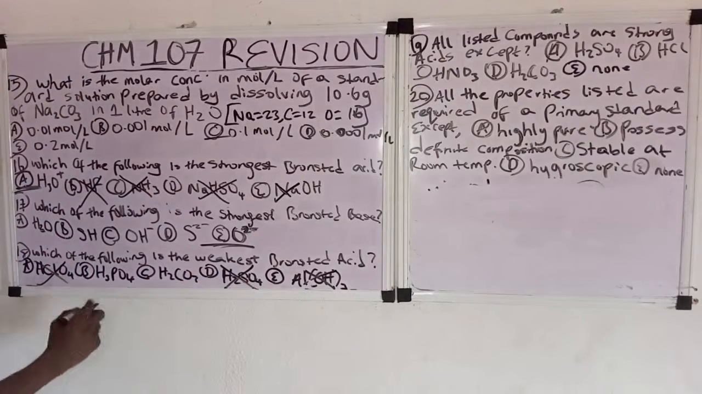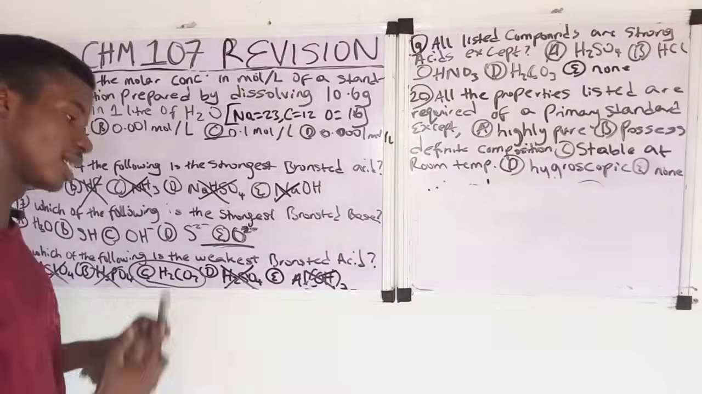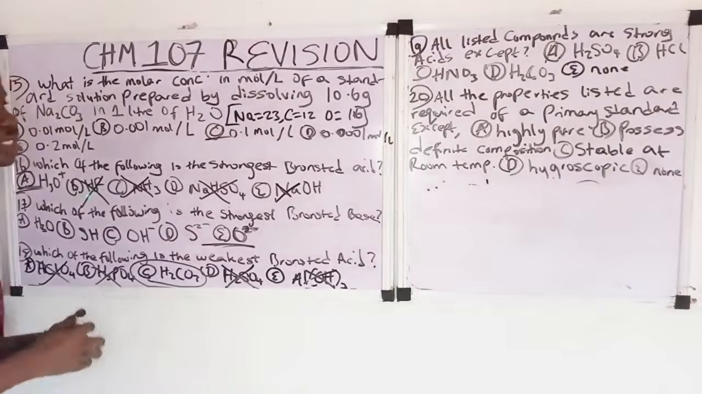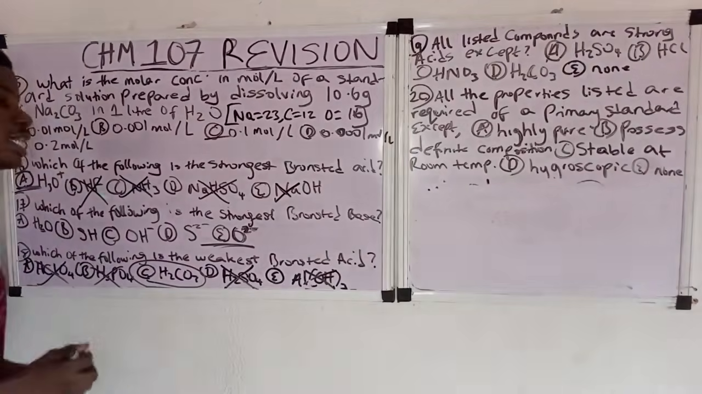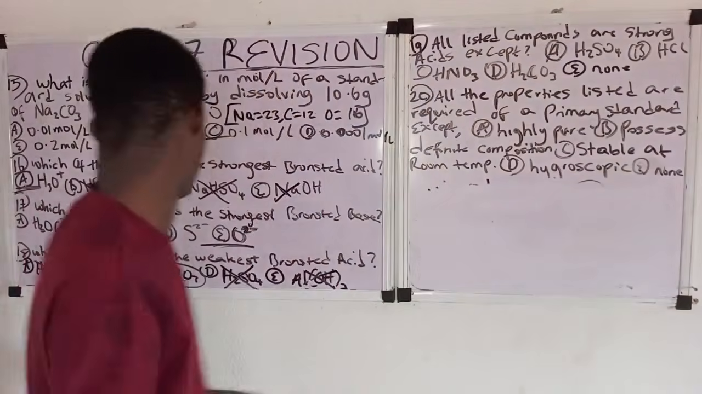This one is a strong acid. Therefore, the answer is what? Carbonic acid. Carbonic acid is very weak, H2CO3. So the answer is C, carbonic acid. All listed compounds are strong acids except carbonic.